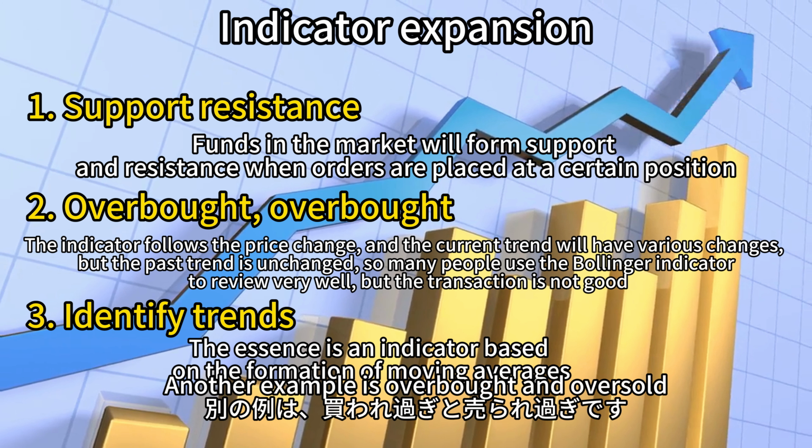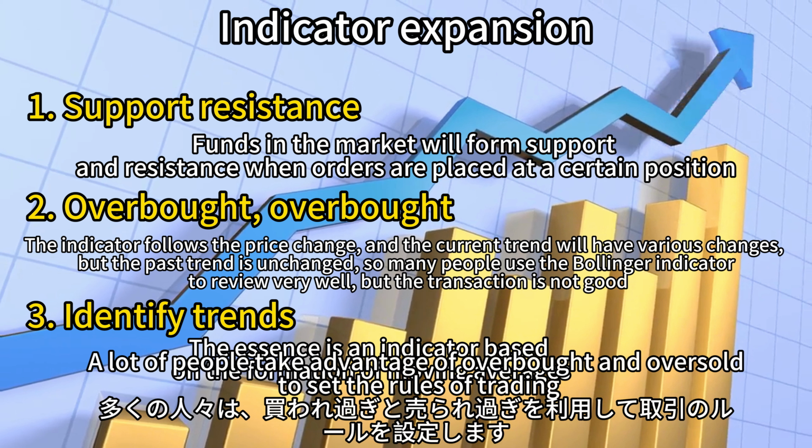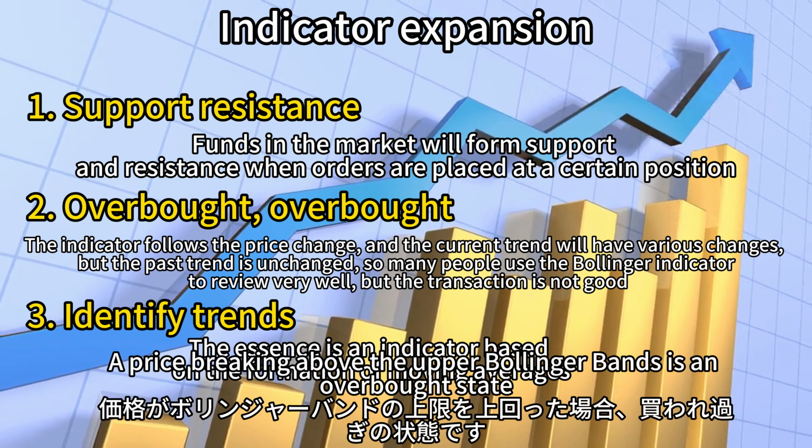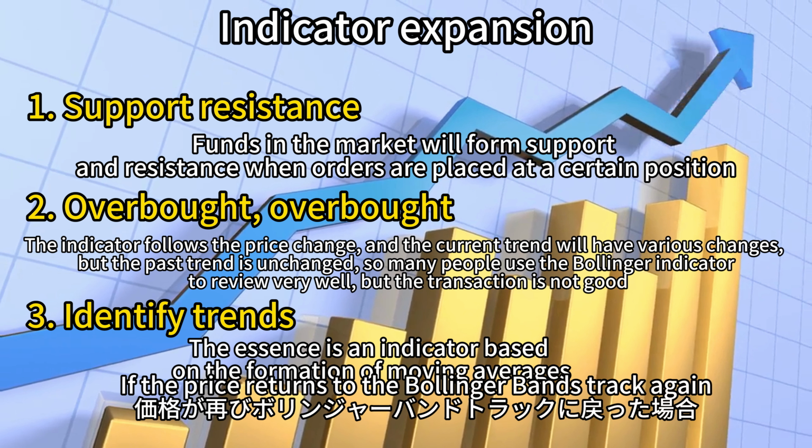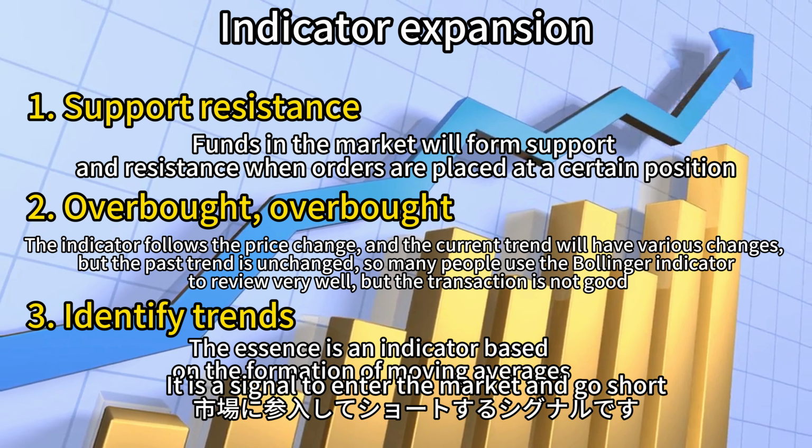Another example is overbought and oversold. A lot of people take advantage of overbought and oversold to set the rules of trading. A price breaking above the upper Bollinger Band is an overbought state. After the overbought state, if the price returns to the Bollinger Bands track again, it is a signal to enter the market and go short.